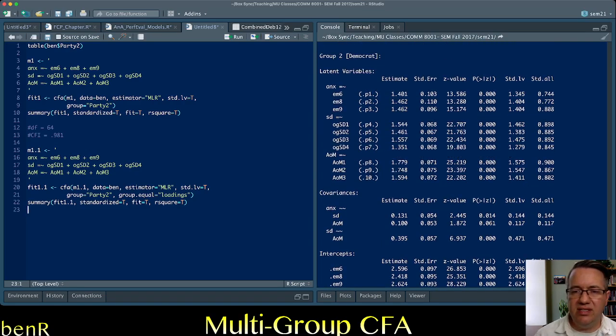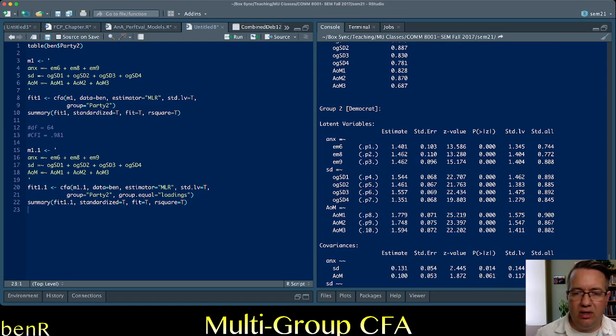So if we run that and look at the output, now we will see a couple of things. The first is that it's applied these labels to all of the loadings. That's how you constrain something to be equal in Lavaan. You give it a label that is the same label applied to whatever you want it to be constrained to be equal to. So this .p1. is a label that we'll see applied to the Republican loadings as well. Now we'll see the anxiety items are 1.401, 1.462, and 1.462. The fact that EM8 has the same loading as EM9 is just a coincidence. It's not supposed to be that way. It just happens to be that way.